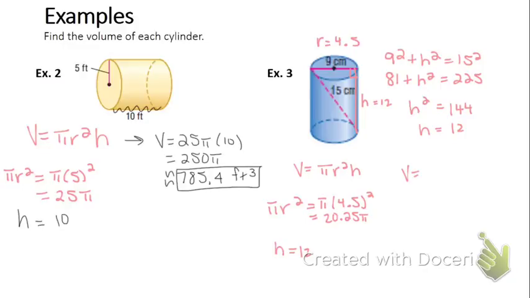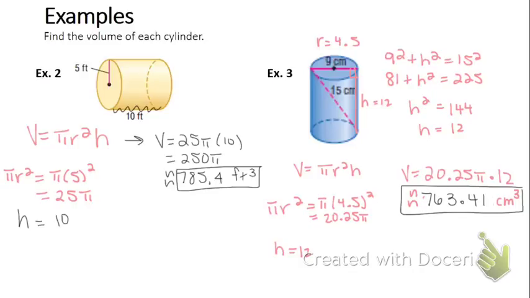So we do volume equals 20.25 pi times 12, which is about what? Centimeters cubed. Did you get the same thing? You got something different. I got 763. Yeah, 763.41. I just wrote 9 instead of 12. There you go. Okay, good. This is why I have more than one of you tell me the answer.